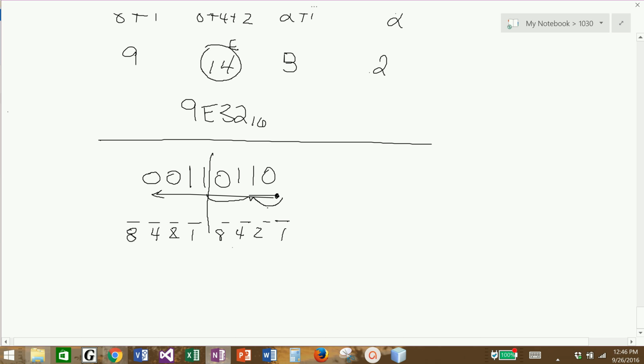The only 2 that I need to be concerned with, because there are 1s in those positional values, are the 4 and the 2. The same thing on the other side. The only 2 that I need to be concerned with are the 2 and the 1. So this is a 3 and this is a 6. So the hexadecimal number is 36.